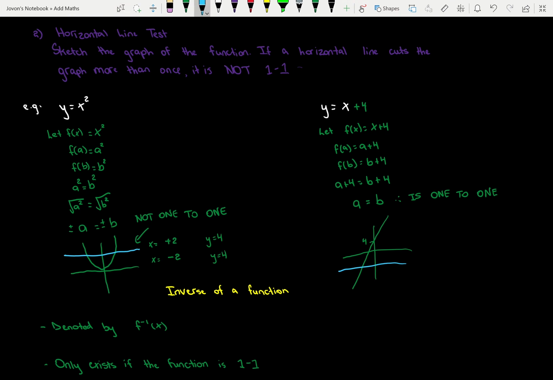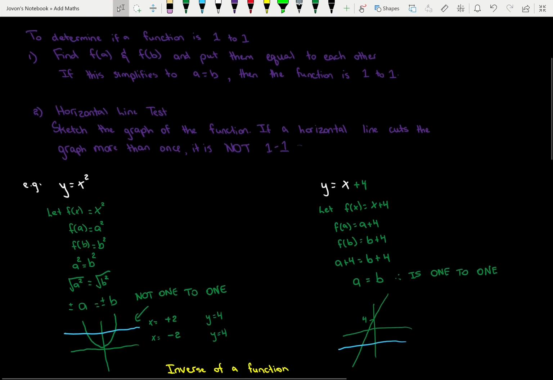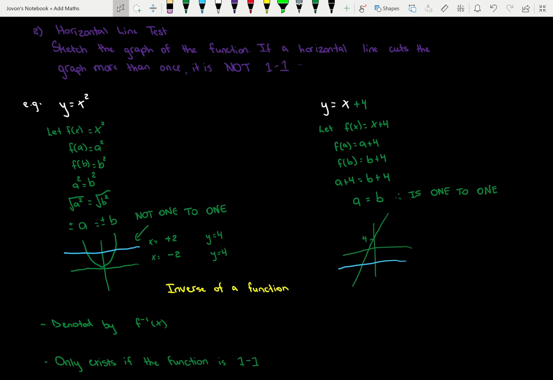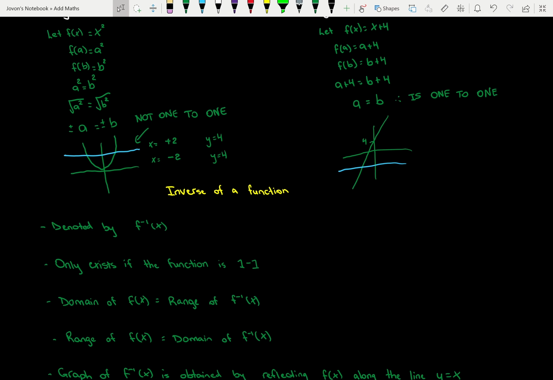So continuing now, this is basically 1 to 1 functions, injective functions. Each x value gives you a different y value. If two x values give you the same y value, then the function is not 1 to 1. Now we're going to deal with the inverse of a function. The inverse of a function is denoted by f to the power of minus 1 of x. It's not really to the power of minus 1, but this is how we denote the inverse of a function.